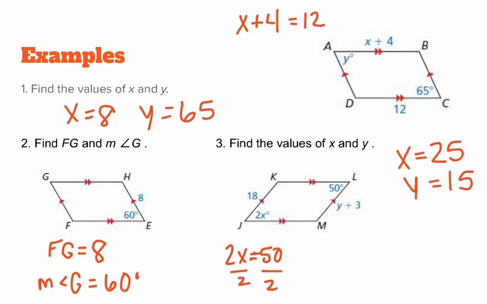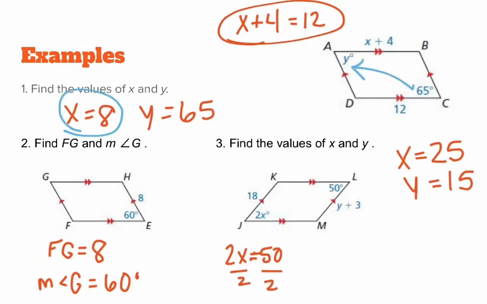Alright, so in number 1, setting up the equation to solve for the value of x. Now maybe you did that mentally, totally fine, I'm okay with that. But we would have x plus 4 equals 12 because the opposite sides, or those two parallel sides, have to be congruent. Therefore, the value of x is 8. Now the value of y, angle A here, has to be the same as the measure of angle C, opposite angles theorem, so y would be 65. That angle would be 65 degrees.